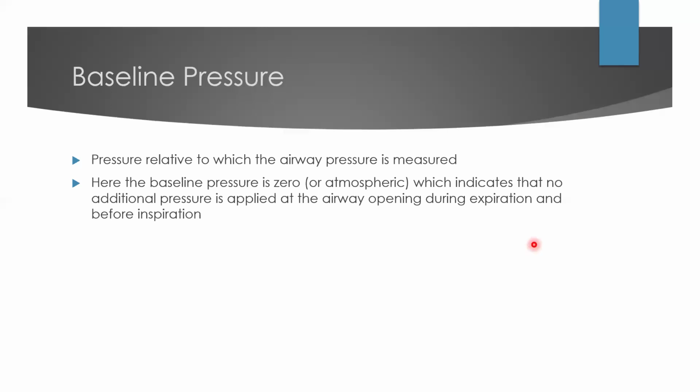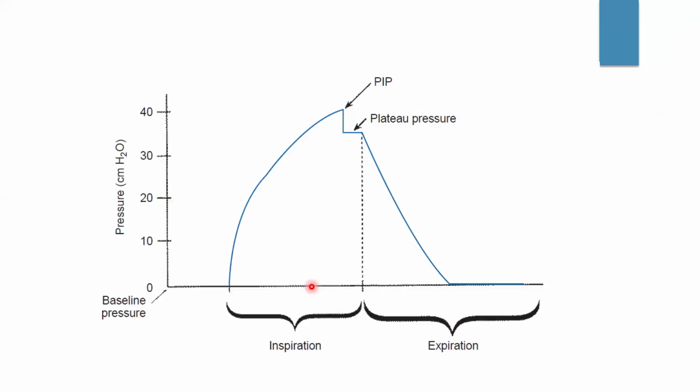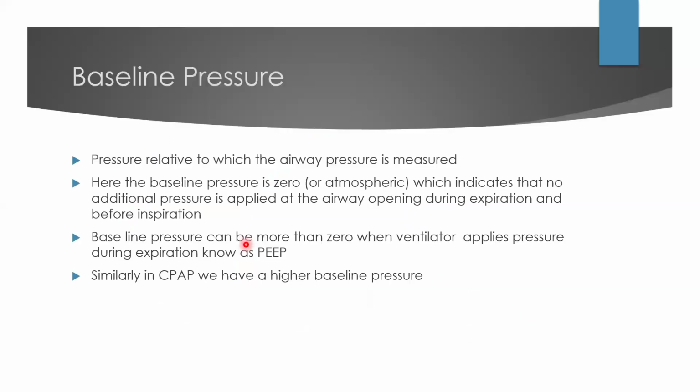So during inspiration only we are applying the positive pressure. But if the baseline pressure is more than 0, it is known as the positive end expiratory pressure, or PEEP. Or in spontaneous ventilation, it is known as CPAP, that is continuous positive airway pressure. So in this diagram, the baseline pressure is 0. But if we are applying a positive pressure during expiration also, or before the inspiration, it means that we are applying a positive end expiratory pressure for the patient.